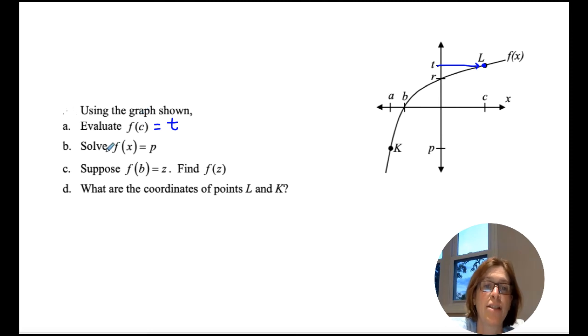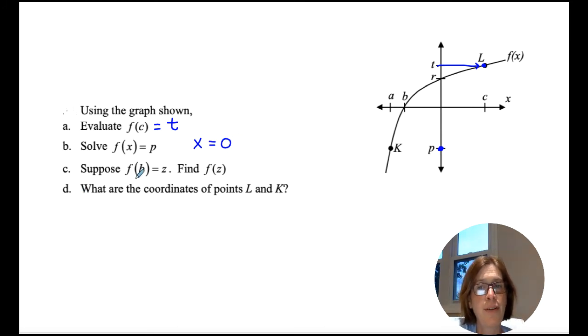All right, solve f of x equals p. Okay, so I know that my p is the output. So I find p on the graph right here. And so f at 0 equals p. So x equals 0. All right.